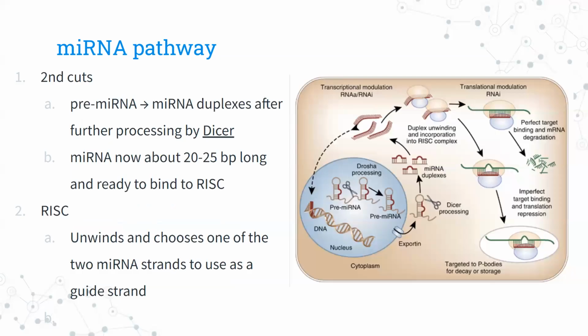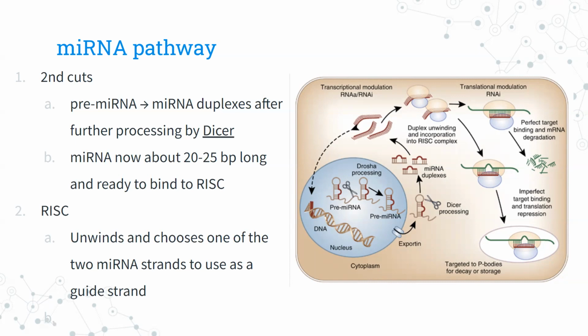And then continuing, second cuts. The miRNA that is already in the cytosol is going to get further processed by Dicer, and it's going to get split apart, so it won't be double-stranded anymore. It will be single-stranded, and now it's ready to bind to RISC. RISC is then going to unwind and choose one of the strands, because there are two for each pre-miRNA. And now it is going to either modulate how translation and degradation is going to go, or how sequestration into the P bodies is going to go.